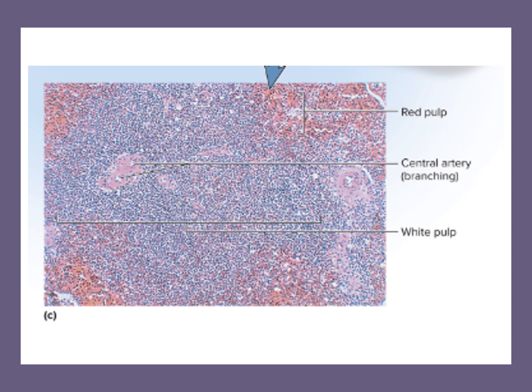Here we have just a picture of that histology where you can see the red pulp and you can see the white pulp a little bit better here.